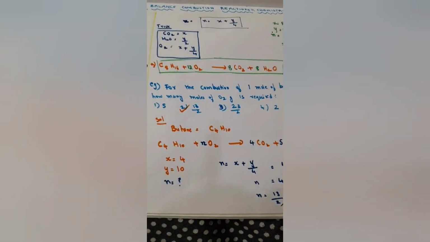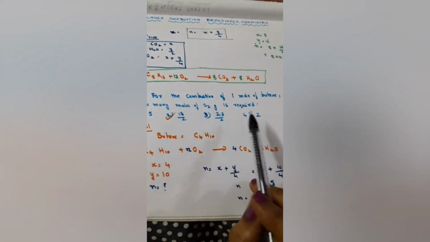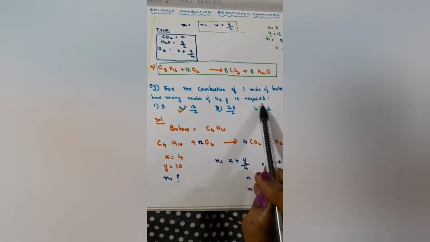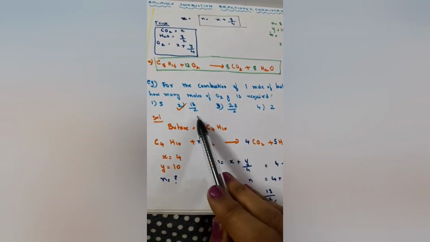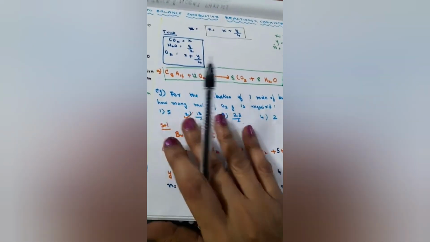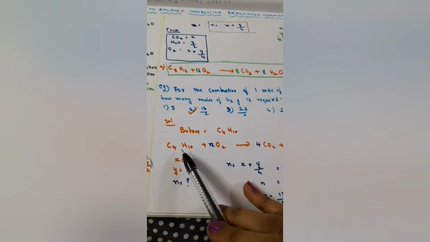Now we will try to do some example sums. For the combustion of 1 mole of butane, how many moles of oxygen is required? So you have options 5, 13 by 2, 23 by 2 and 2. You get such questions in the NEET exam, and if you know this trick you can easily solve it. So you know the formula for butane? It is C4H10.